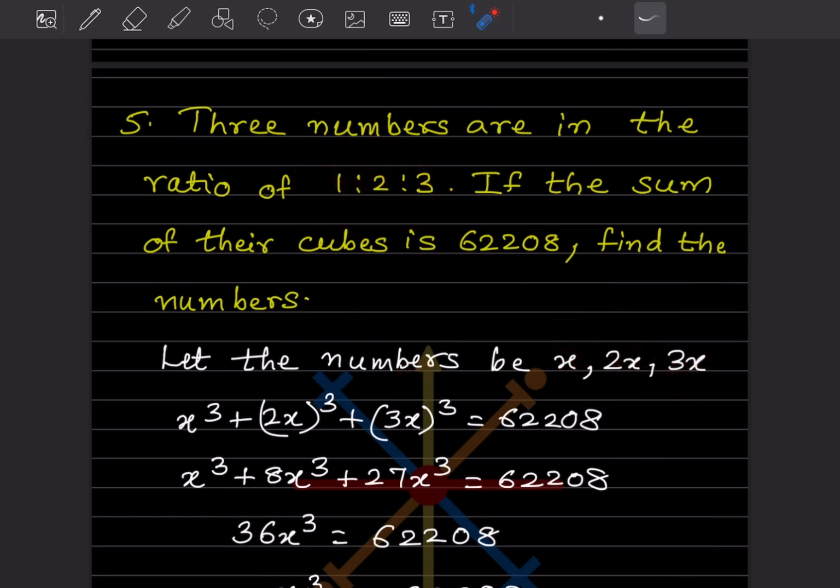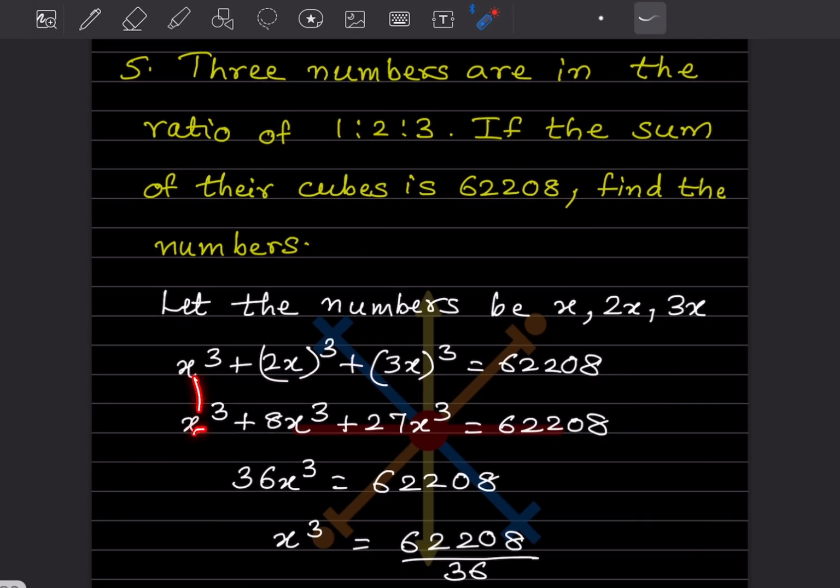Now they said the sum of the cubes, means x cube plus (2x) cube. But here the bracket is important. Why? Because this cube is for this number as well as this one. If you just write 2x cube, this is wrong. Again here the same, (3x) cube, because this cube is for this number as well as this number. So you have to keep this in mind. So this will be 62208.